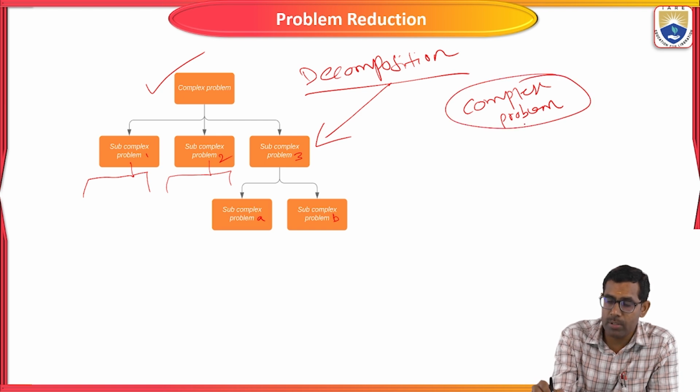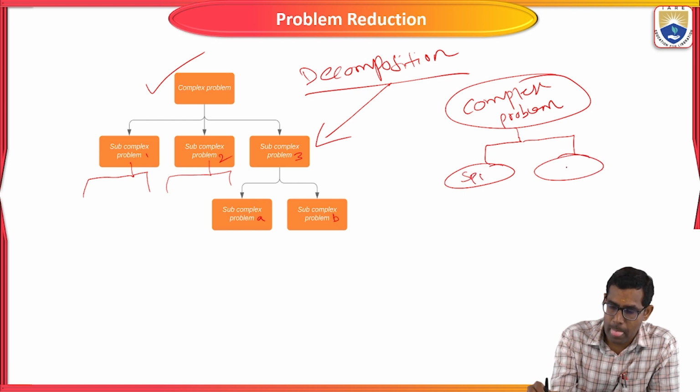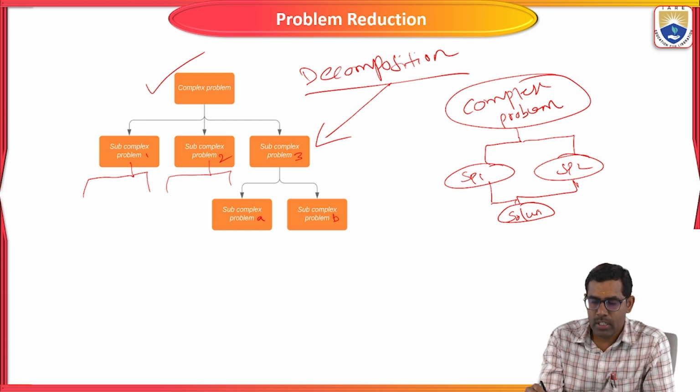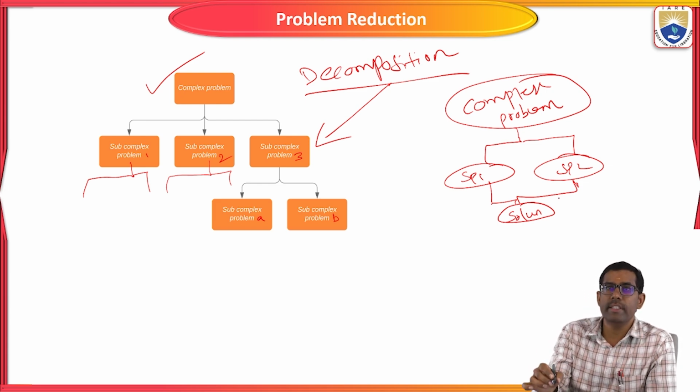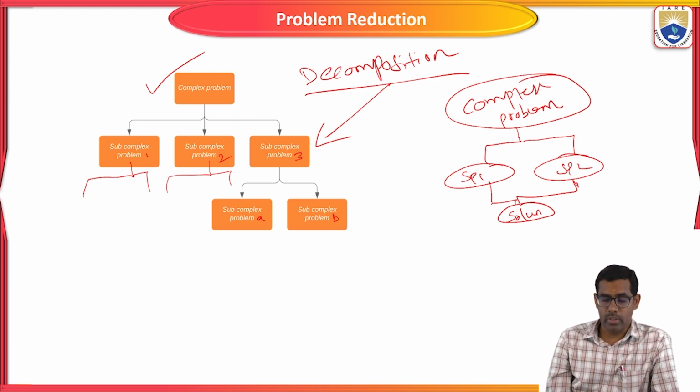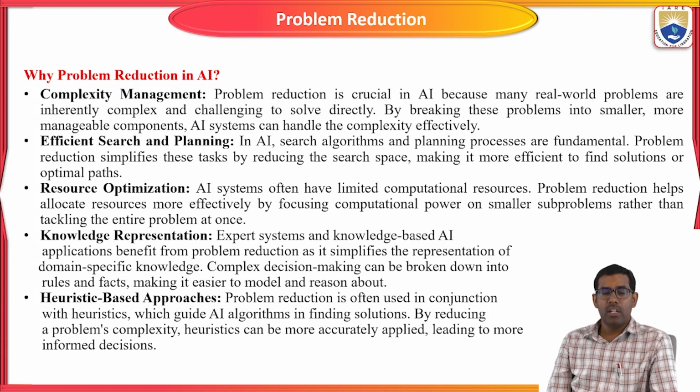Okay, so this one is a complex problem that is going to be divided into two sub-problems. Again, those sub-problems are going to be plugged into one solution. So this one is a decomposition, right? Clear, right? Okay. So next we will move to why problem reduction is important in AI.